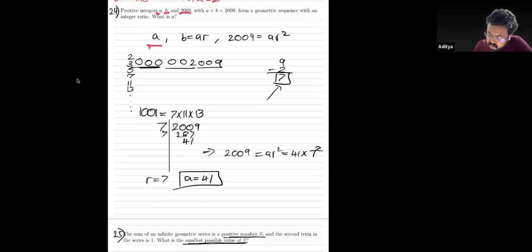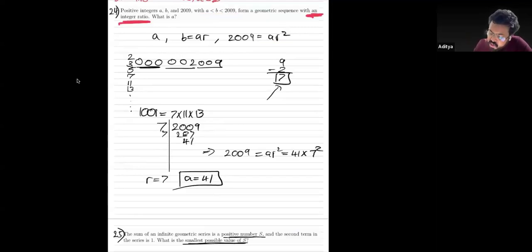Yes, so we'll start from the beginning. Okay, so you have three positive integers A, B, and 2009. I have written them in a GP. They form a geometric sequence. So A is A, B is AR, and 2009 is AR square. Another condition given to us is that A is less than B is less than 2009. I can't somehow write that down over here, so I'll just keep it in the back of my mind. Then I will also see that with an integer ratio.